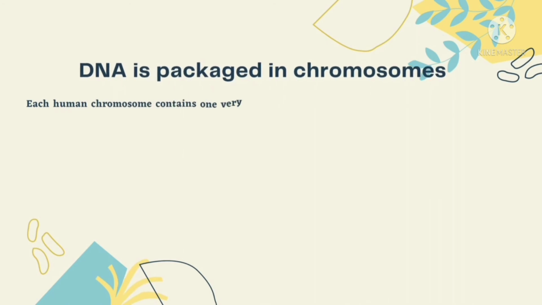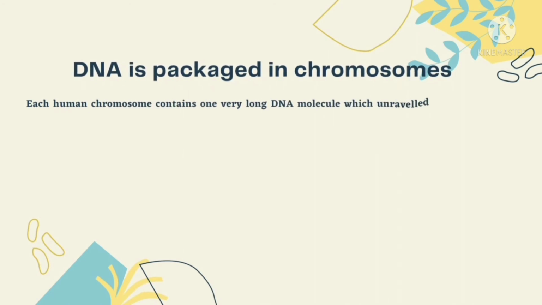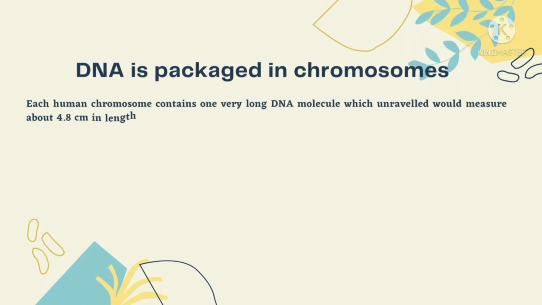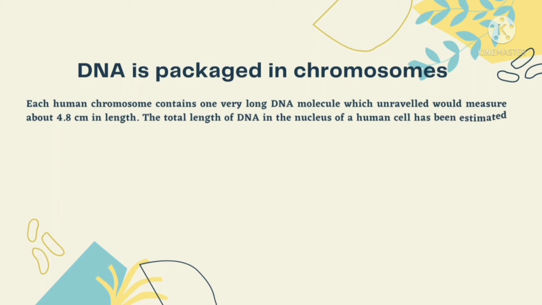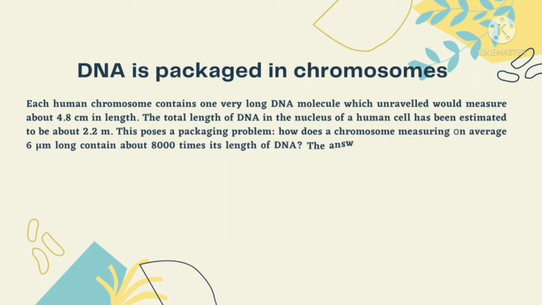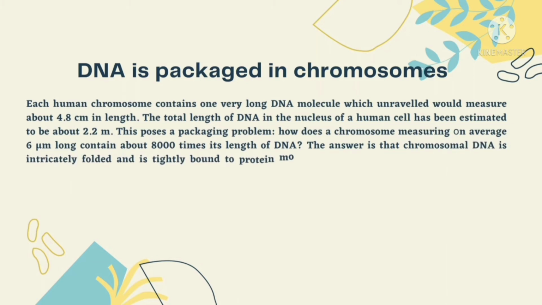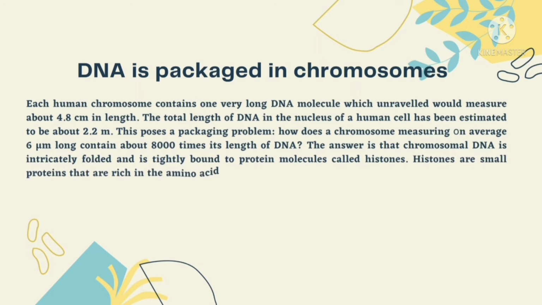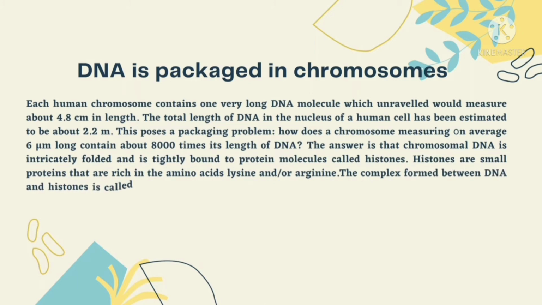DNA is packaged in chromosomes. Each human chromosome contains one very long DNA molecule, which unraveled will measure about 4.8 cm in length. The total length of DNA in the nucleus of a human cell has been estimated to be about 2.2 m. This poses a packaging problem. How does a chromosome measuring on average 6 µm long contain about 8,000 times its length of DNA?